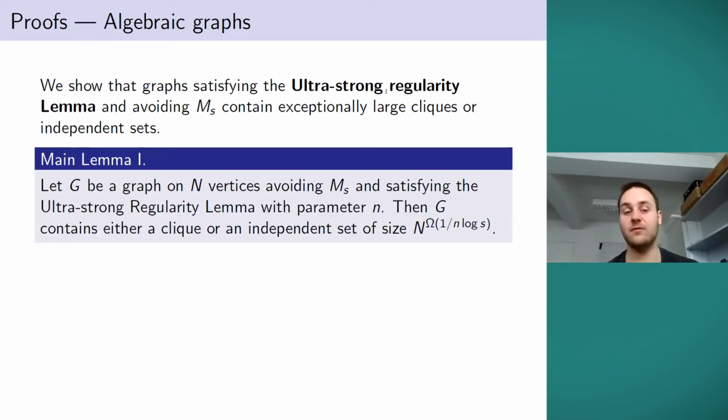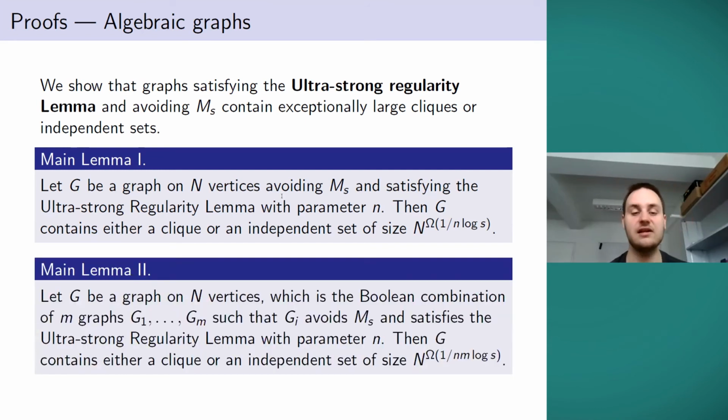So one of our main lemmas is that if we have a graph on n vertices which avoids this matching M_s and satisfies the ultra-strong regularity lemma with parameter d, which is the corresponding VC dimension, then we can find either a clique or independent set of size roughly n to the 1 over d log s. So instead of having 1 over s, we actually have just 1 over log s, but in exchange we need this extra factor d. So this takes care of strongly algebraic graphs.